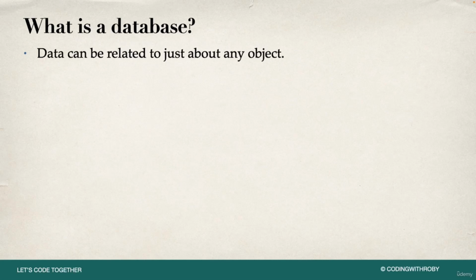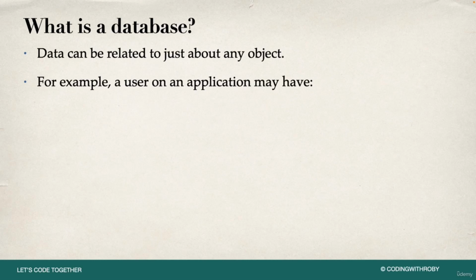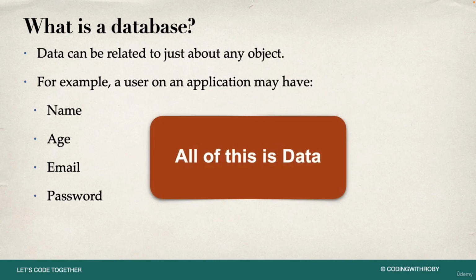Well, data can be related to just about any object. For example, if we think of a user on an application, we may think of the name, the age of a user, an email, or a password for a user. All four of these characteristics are data of a user that might be trying to get into an application. So each user is going to have a name, an age, an email, and a password associated to them.